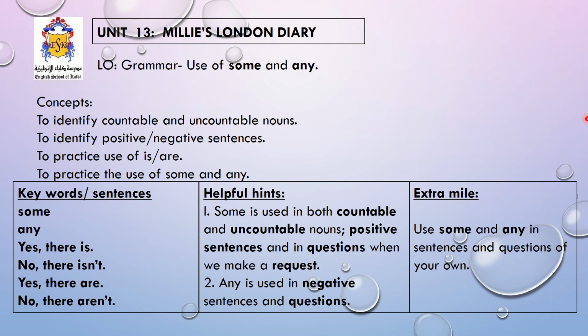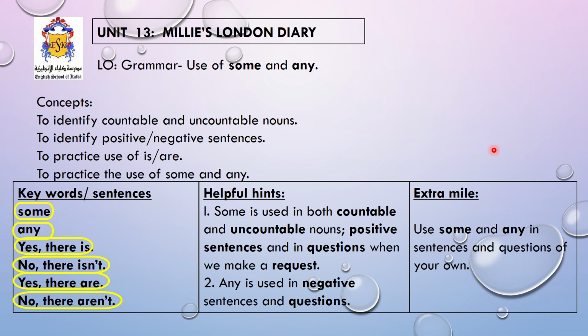Our first word is some. We have any. Our first sentence is yes, there is. No, there isn't. Yes, there are. And finally, no, there aren't. Let's have a look at today's helpful hint.